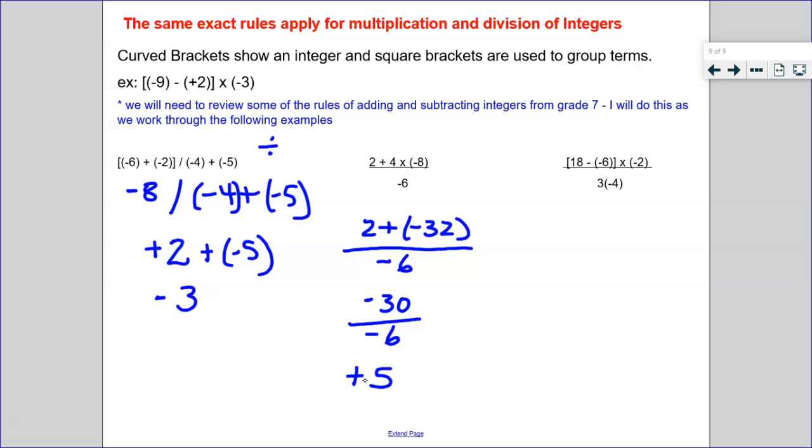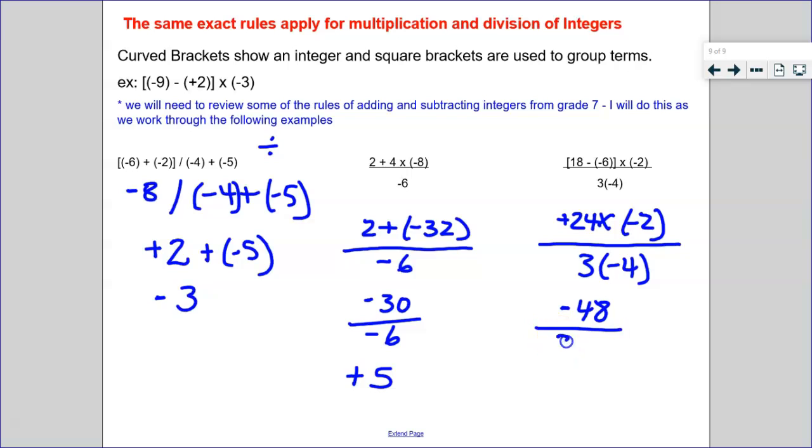Okay, next one up here. Inside those brackets first on top, 18 subtract -6, I know is +24. Again, you may have to revisit those rules a bit. And I've got times -2 over 3 times -4. Again, I'm going to finish what's up top. That gives me -48 divided by 3 times -4. So I get -48 divided by -12. Two signs the same, meaning I have a positive answer. 48 divided by 12 is 4.